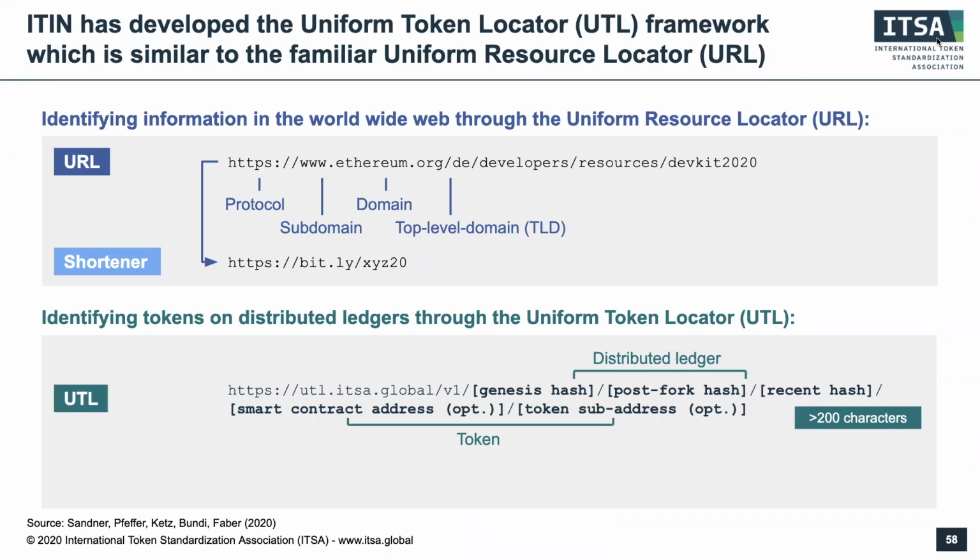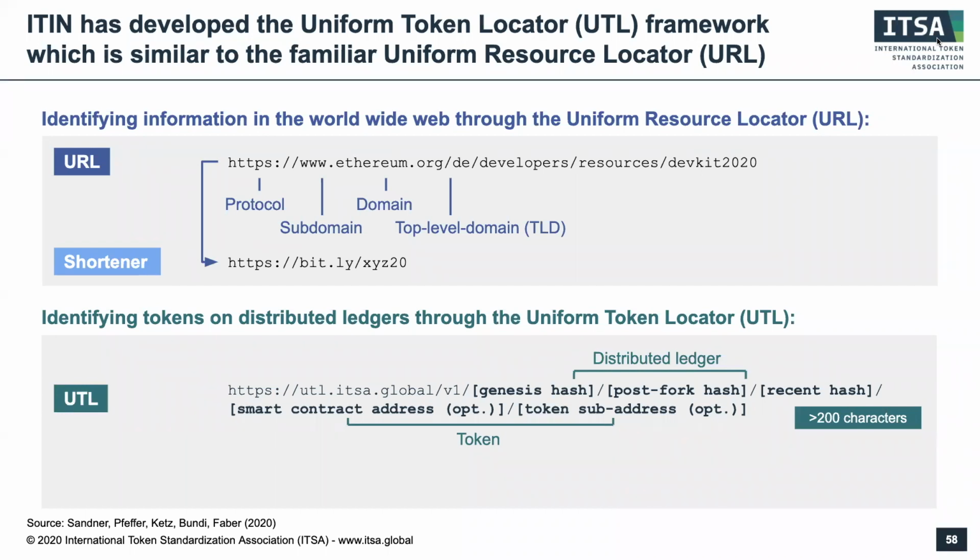And if needed to identify the token on top of a distributed ledger, you might also need a smart contract address. And in case we have non-fungible tokens, we also might need a so-called token sub-address. Of course, the post-fork hash would potentially be enough to identify a fork, but the fork could also lead to subsequent forks as time passes. Therefore, we also need to have the recent hash.